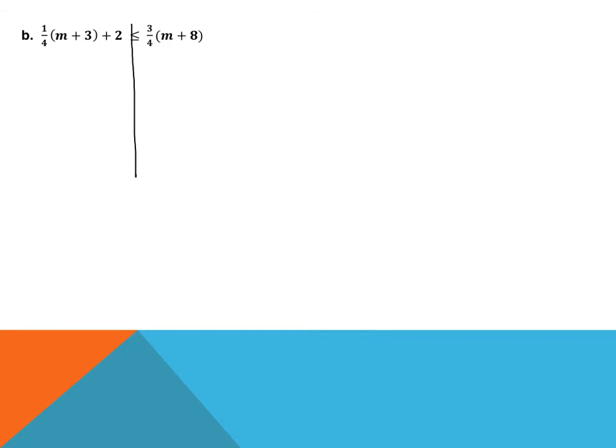I need to distribute first. So 1/4 times m is 1/4 m. 1/4 times 3, remember 3 is the same thing as 3 over 1, so it would be 3/4 plus 2. Distribute the 3/4, so that's 3/4 m. 3/4 times 8 over 1. I can cross reduce, so that's a 1 and a 2. 3 times 2 is 6.